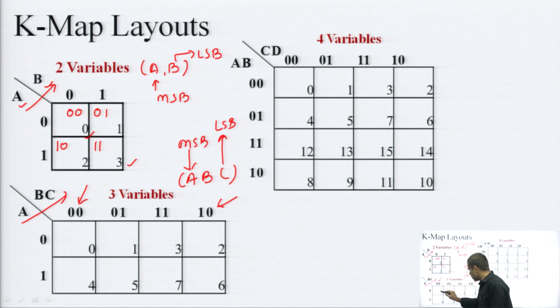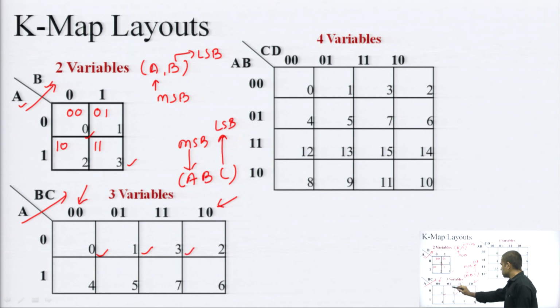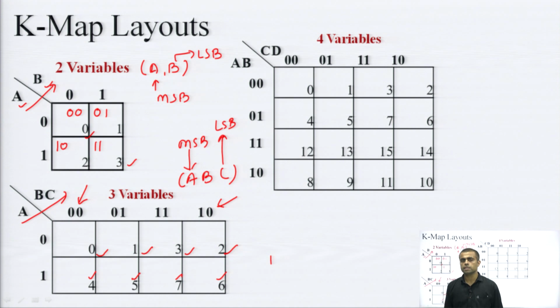0 0 0 becomes 0, 0 0 1 becomes 1, 0 1 1 becomes 3, 0 1 0 becomes 2, similarly 1 0 0 becomes 4, 1 0 1 becomes 5, 1 1 1 becomes 7, 1 1 0 becomes 6. So from this we get a shortcut for numbering these cells, as we just have to replace the third and fourth entries, both for rows and for columns as well.